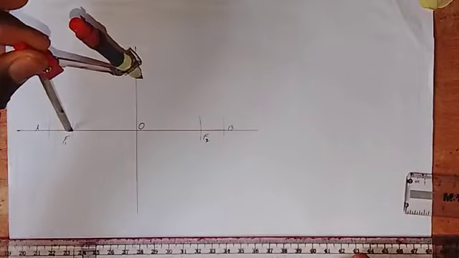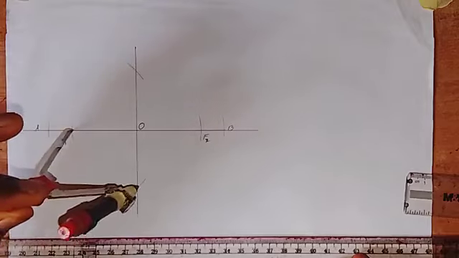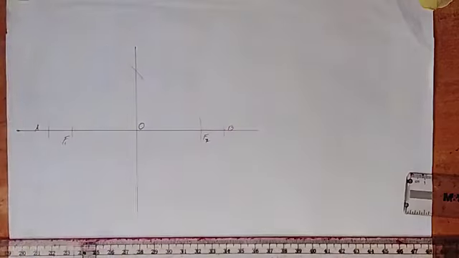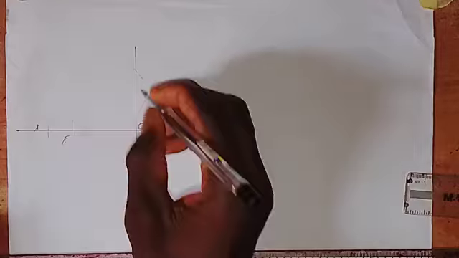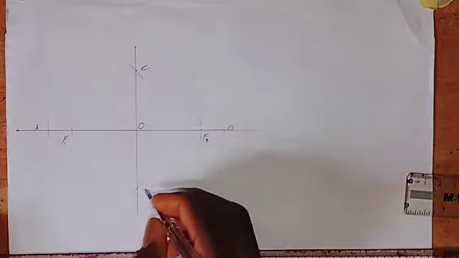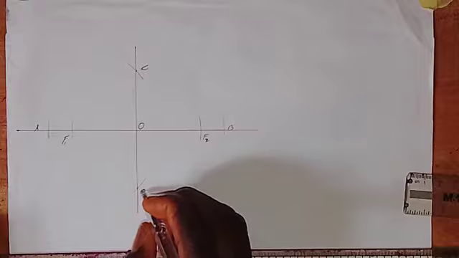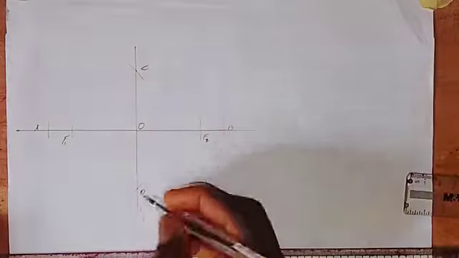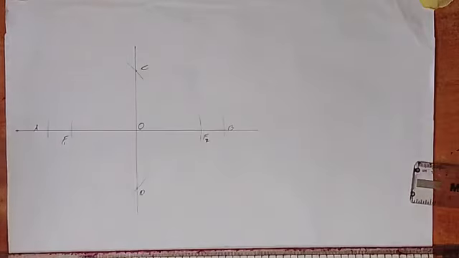So make an arc up here on this line, and make an arc down here on this line also. So this point, we call it point C, while this point I will call point D. So this line CD is the minor axis of the ellipse. So that is how to locate the points as I've done it here.